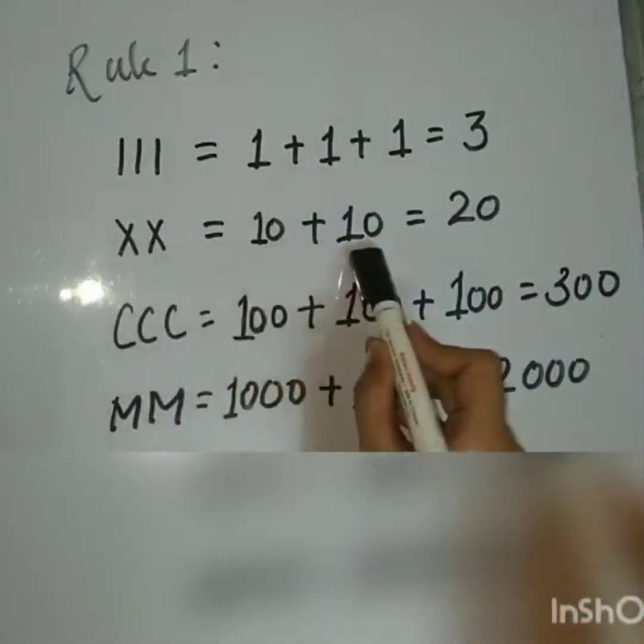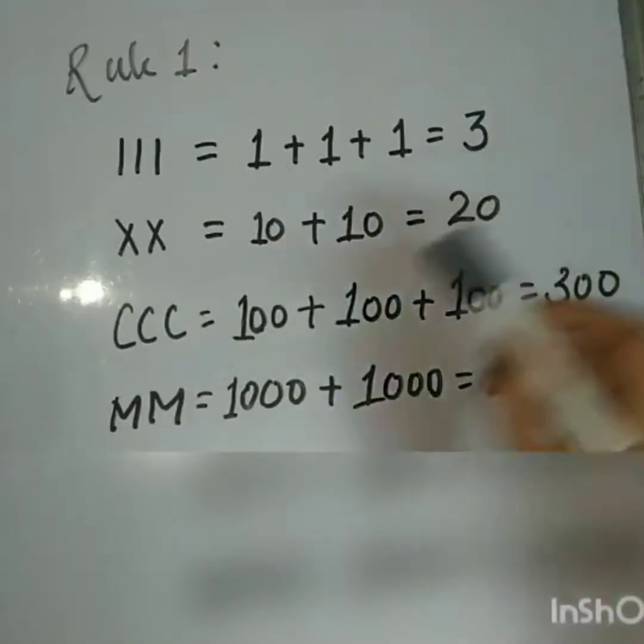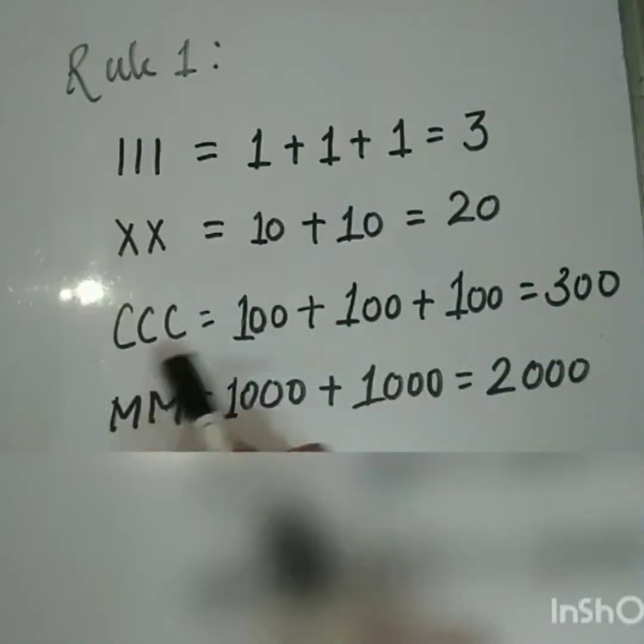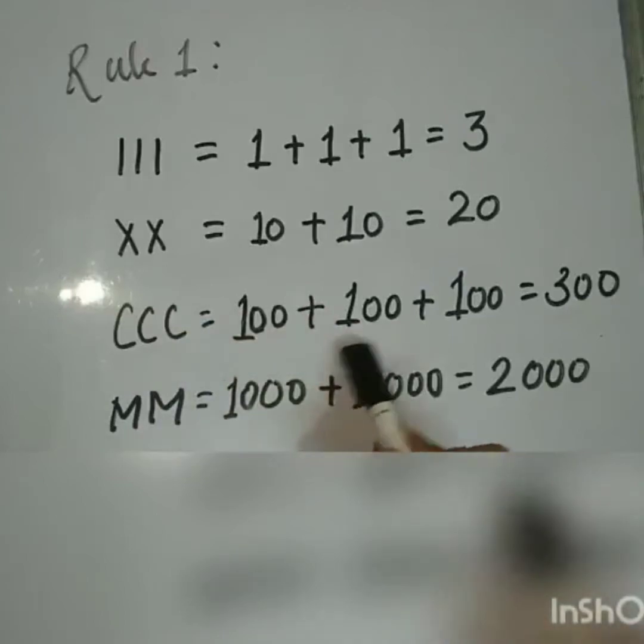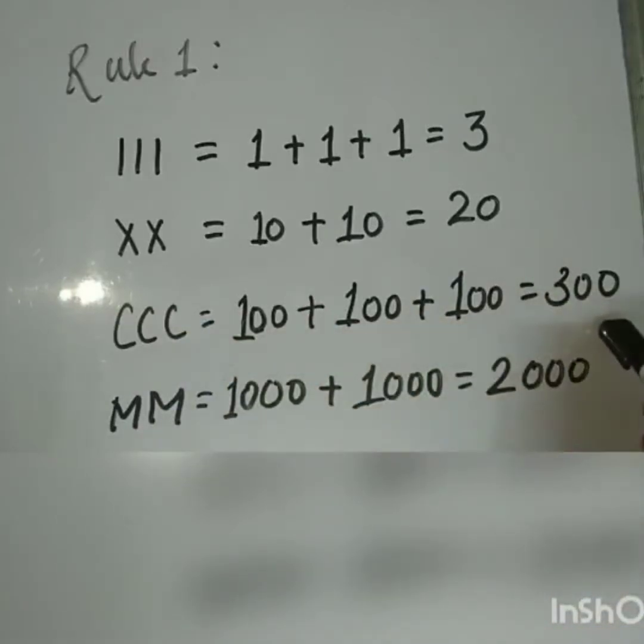X X, 10 plus 10 equals 20. C C C, 100 plus 100 plus 100 equals 300. M M, 1000 plus 1000 equals 2000.